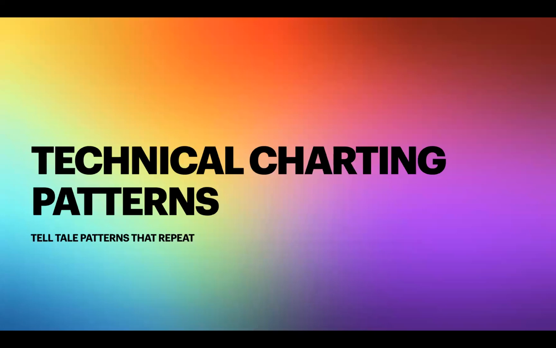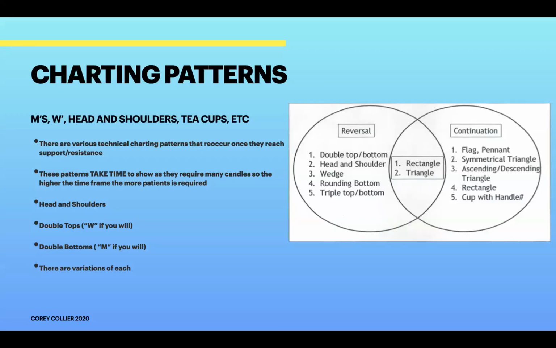Now, those are swing points, right? When you look at the market as a whole from a macro point of view, those swing points with other candles create technical charting patterns. And these patterns are telltale patterns that repeat. So let's cover some. This would be like your M's and W's, your head and shoulders, your wedges, and stuff like that. Teacups, and you name it, basically. So there are various technical charting patterns that reoccur once they reach support and resistance. These patterns take time to show as they require many candles. So the higher the time frame, the more patience is required.